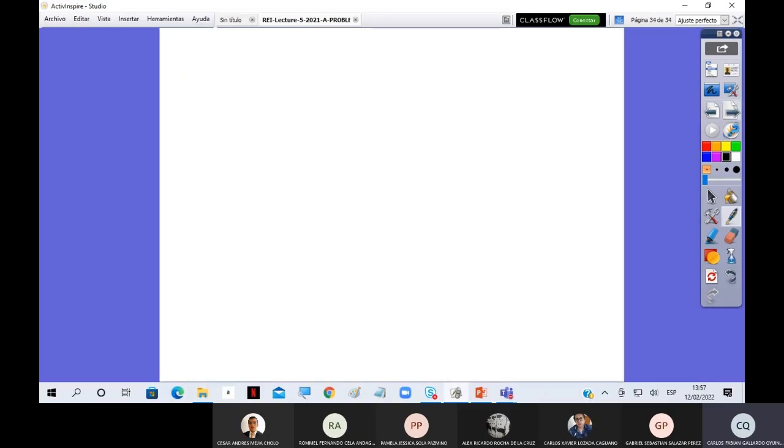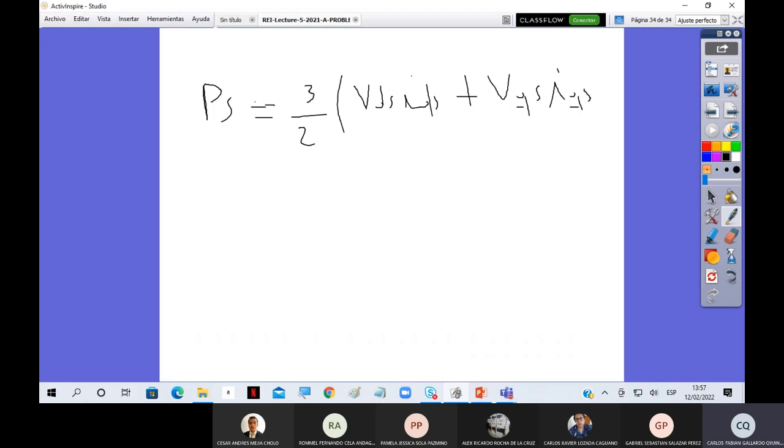Okay, so finally, what is missing is to compute the stator active power. The stator active power is 3/2 times the direct axis voltage times the direct axis current plus the quadrature axis voltage times the quadrature axis current. So let's take a look. This value is equal to 2.1 megawatt. Using the alpha beta coordinates and the DQ coordinates, I get the same value, okay?